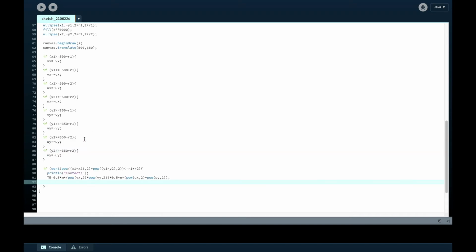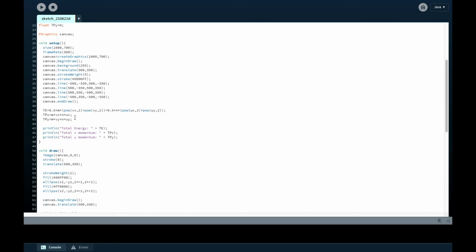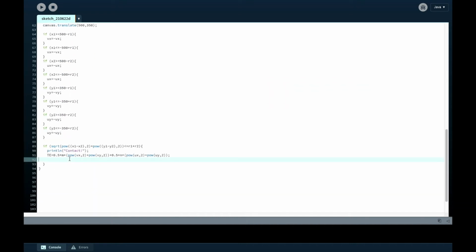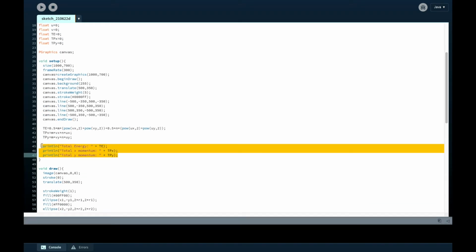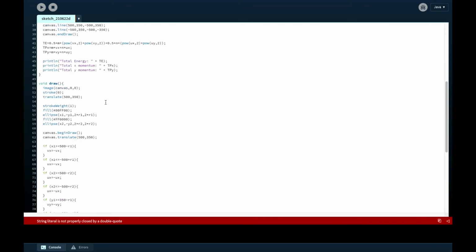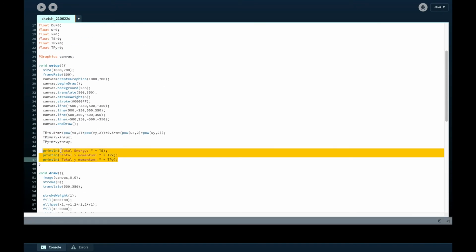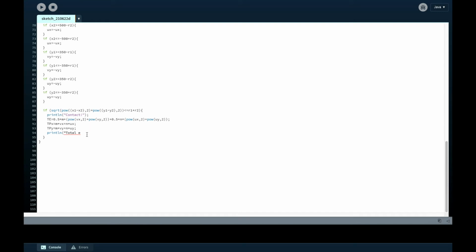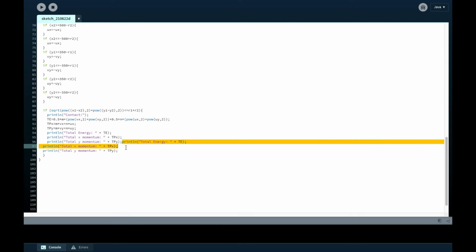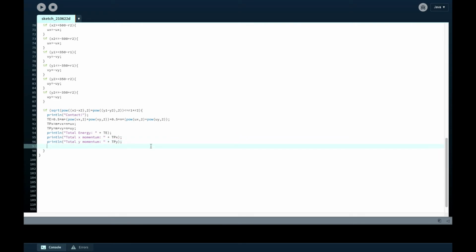So total energy is that, and total momentum in both the x and the y direction are these values. And then I'm going to have to print, I have to do the same thing once more, so print all of these again. And this is just to check whether my conservation laws are being met or not. So print total energy and total momentum. And then, that's it.